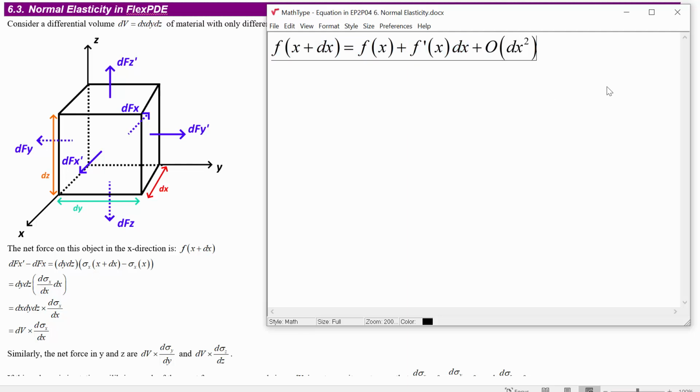All right, so what if you've got f at x plus dx minus f at x? Well, that's just going to be this thing left over. So sure enough here, where we have sigma at x plus dx minus sigma at x, that turns out to be just equal to the slope of sigma in the x direction times this dx thing. Aha! So now look at this. The dx dy dz can just become dv, and we've got that the net force in the x direction is dv times d sigma x by dx. Similarly, the net force in y and z are going to be that same dv times d sigma y by dy and d sigma z by dz.